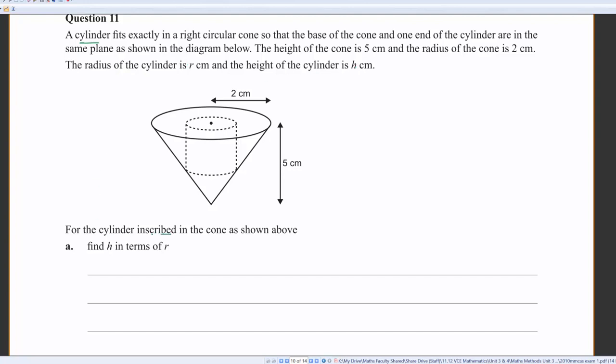For the cylinder inscribed, that is the cylinder inside the cone, what we want to do is find h in terms of r. So the students found this very, very difficult this year, and it actually involved using similar triangles. So what we're going to do is look at the similar triangles and see if we can identify them.